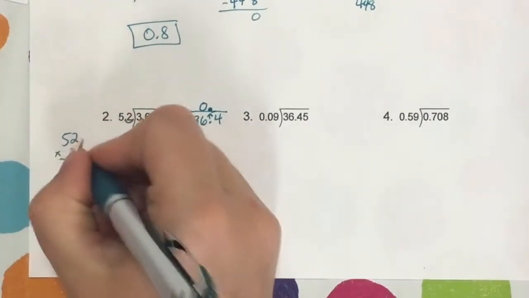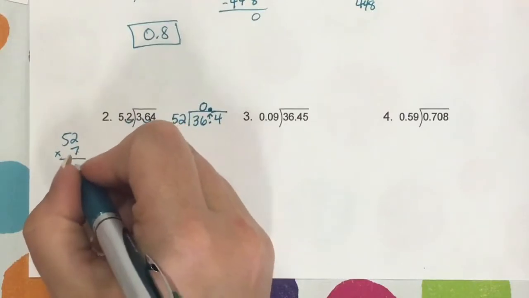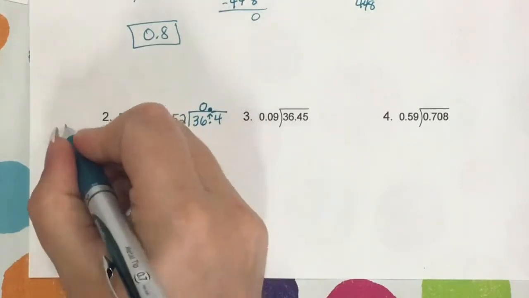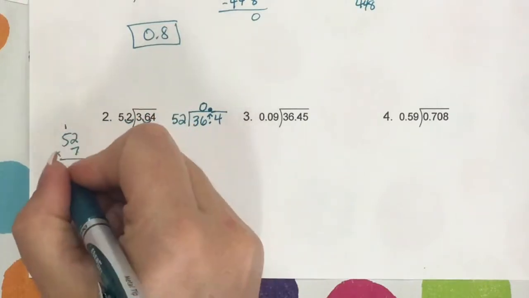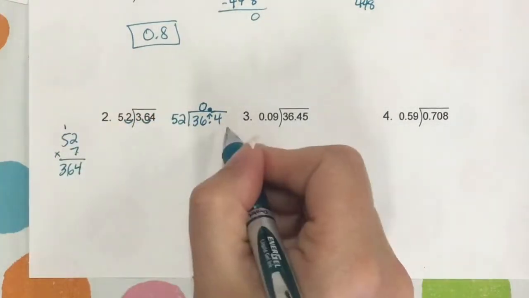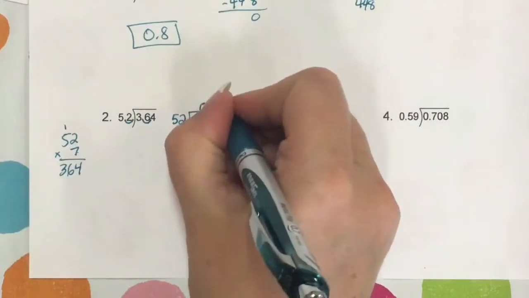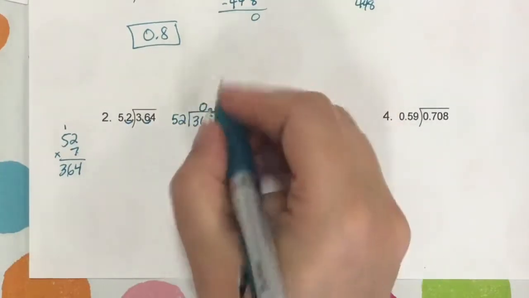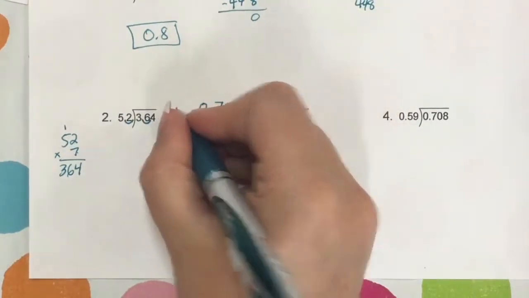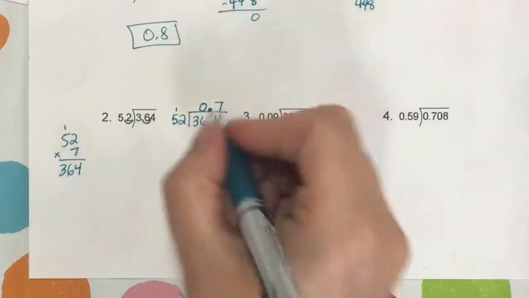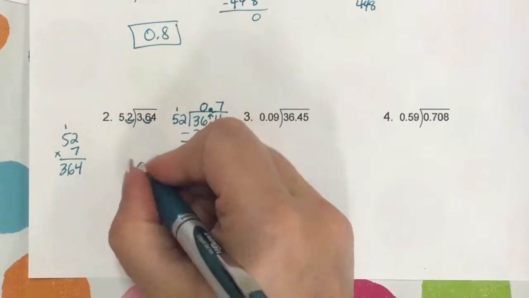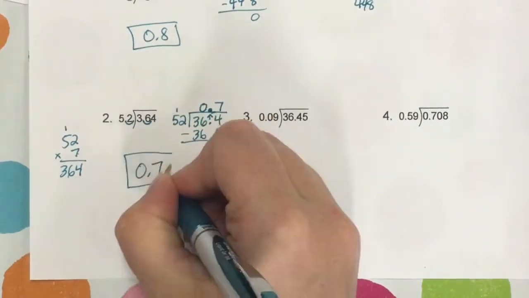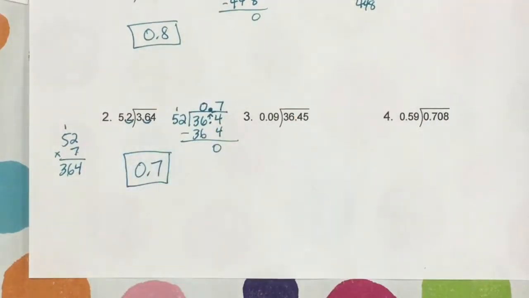So 7 times 2 is 14, carry the 1. 7 times 5 is 35, plus 1 is 36. So 364, that's perfect. Okay, so it goes in 7 times, and when we multiply, 7 times 2 is 14. Carry the 1, 7 times 5 is 35, plus 1 is 36. So hopefully you got that one right. The answer is 0.7. Okay, let's move on to the next one.